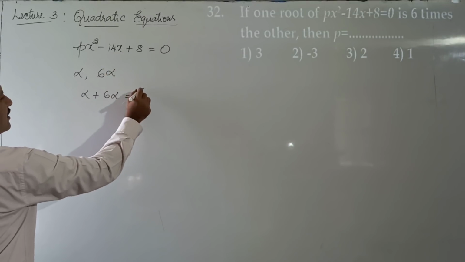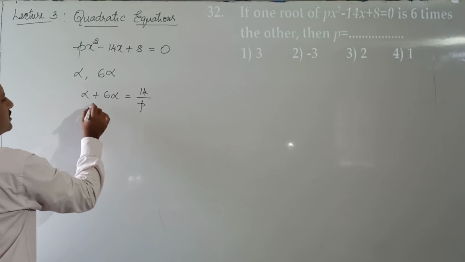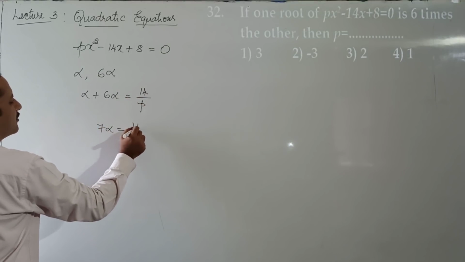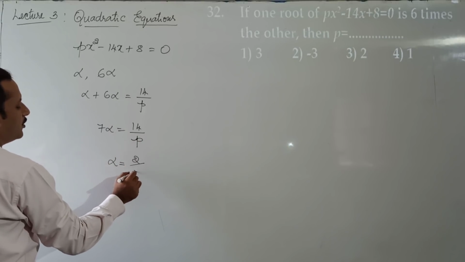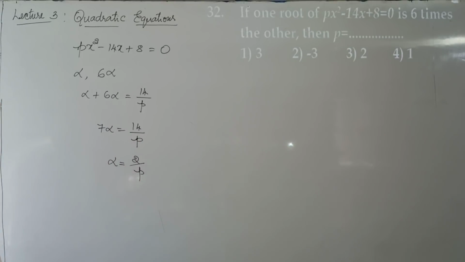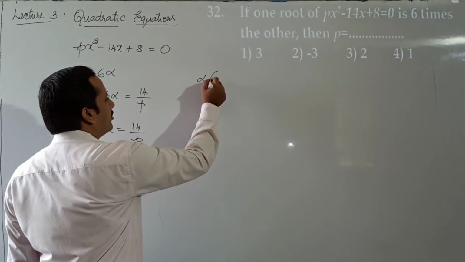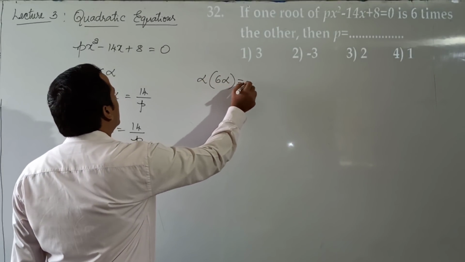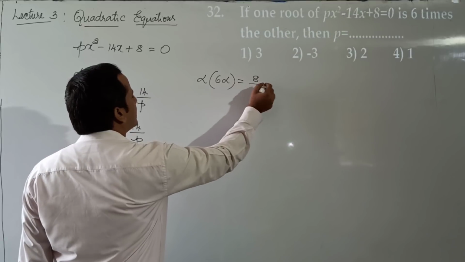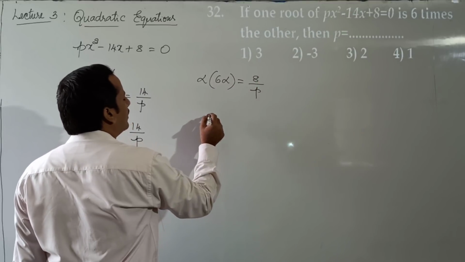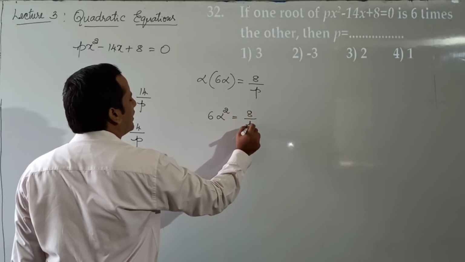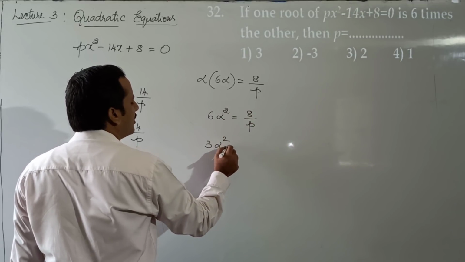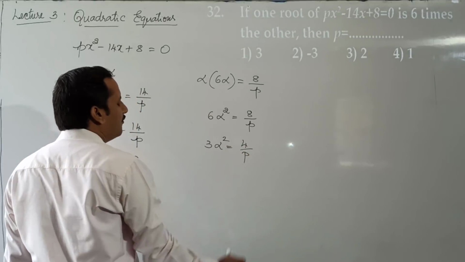Minus b by a. Can I give you 14 by p? So 7 alpha is equal to 14 by p. That means alpha is equal to 2 by p. Then the product of the roots, alpha into beta, in this case alpha into 6 alpha, is equal to c by a, that is 8 by p. So 6 alpha square is equal to 8 by p, or 3 alpha square is equal to 4 by p.